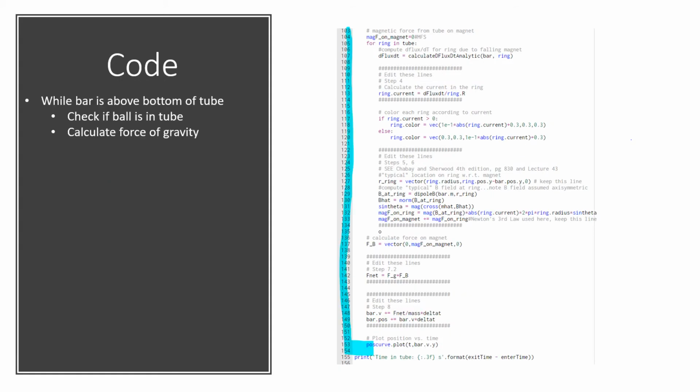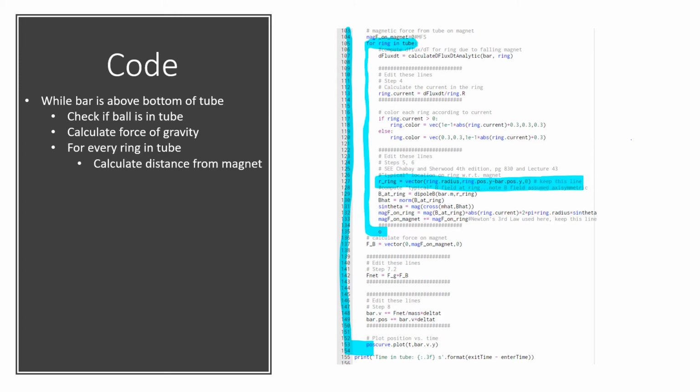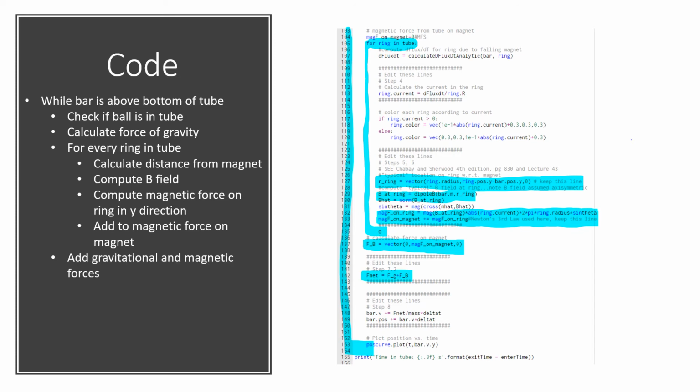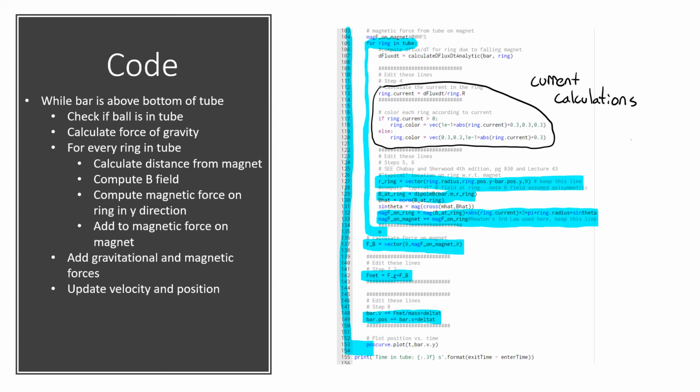As this while loop progresses, it performs calculations at every ring inside the tube, first calculating distances, then magnetic fields, then magnetic forces on the loops in the y direction, and adding the magnitudes to the total force on the magnet, as Newton's third law explains that the forces are equal and opposite. After this for loop has run, the gravitational and magnetic forces are summed, and the velocity and position vectors are updated using this net force and the time step. Velocity is then plotted, and this repeats until the magnet reaches the bottom of the tube. Finally, the total time needed for it to make it through the tube is printed.